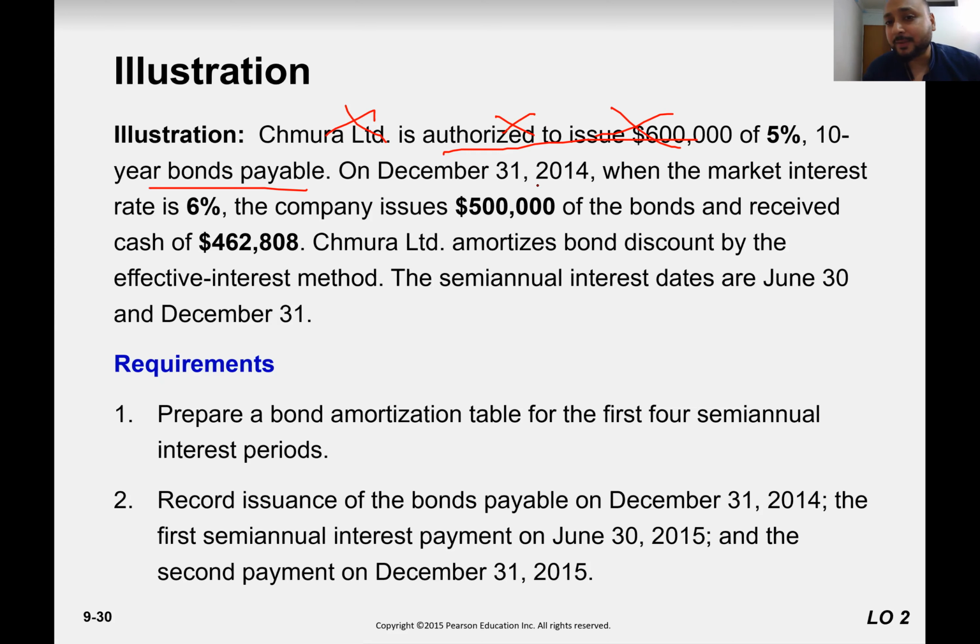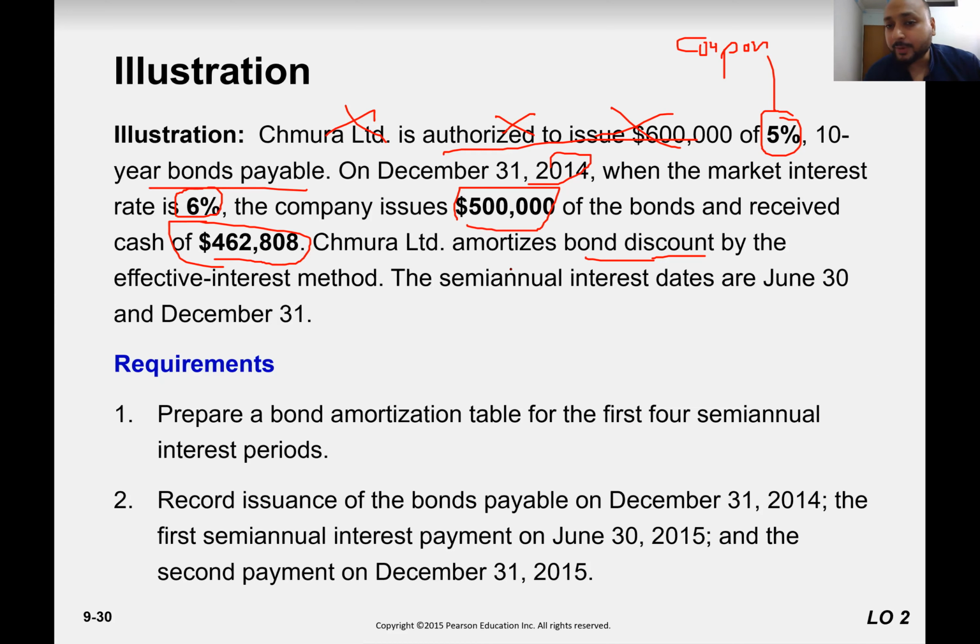On December 31st, 2014, when the market interest rate is 6%, the company issued $500,000 worth of bonds payable and received 462,808. It means it is issued at a discount. If this is not even mentioned, you already know that this is issued at a discount. So what is the company coupon rate? Coupon rate is only 5%. So this information is only relevant for coupon. Okay? And market interest rate is 6%.